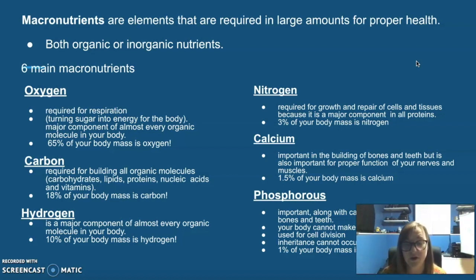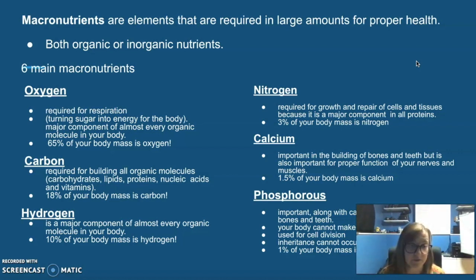Hydrogen, we use in almost every single molecule in our body. It makes up 10% of our body's mass. And considering that hydrogen is the lightest of all of the elements on the periodic table and takes up 10% of our mass, it shows how much of it we carry in our body. Nitrogen we need for growth and repair of cells and tissues, and it's a major component of all of our proteins. It's about 3% in our body by mass.